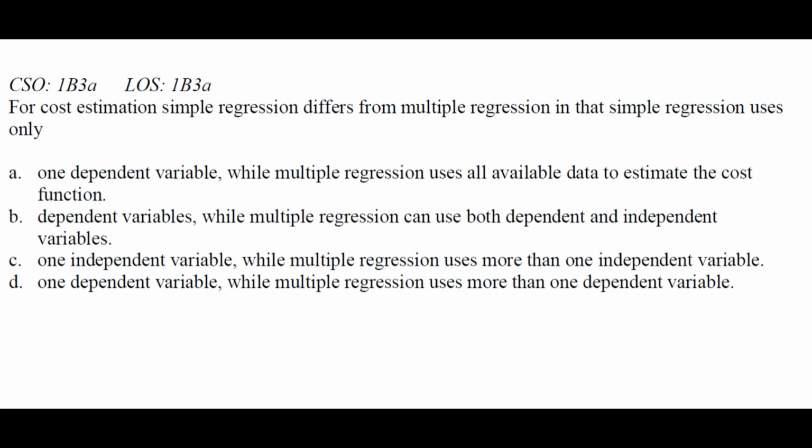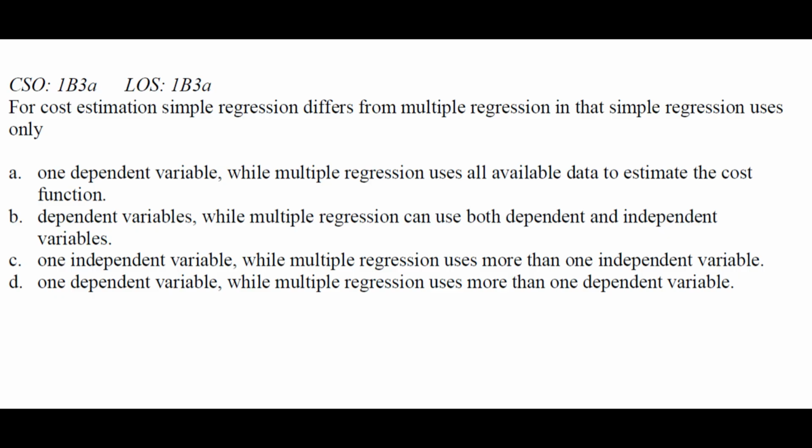For example, in simple regression, total maintenance cost depends only on machine hours. In multiple regression, total maintenance cost depends on machine hours, production volume, and machine age. A. One dependent variable, while multiple regression uses all available data to estimate the cost function. Incorrect. Both methods use one dependent variable. Multiple regression does not simply use all available data. It uses multiple explanatory variables.